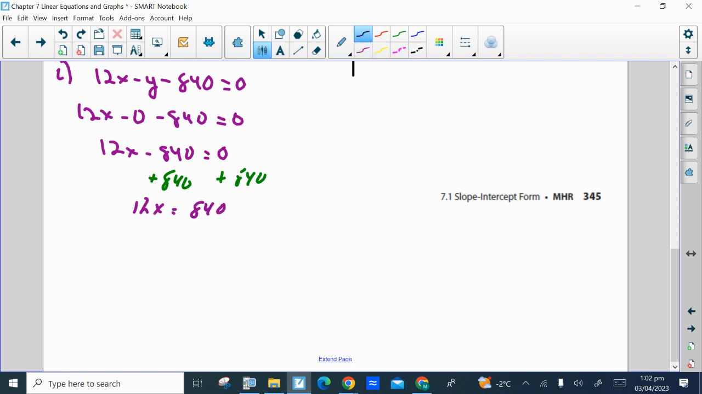What do we do now? Keen, to get x by itself. Divide by 12. See, you were saying that in your sleep.